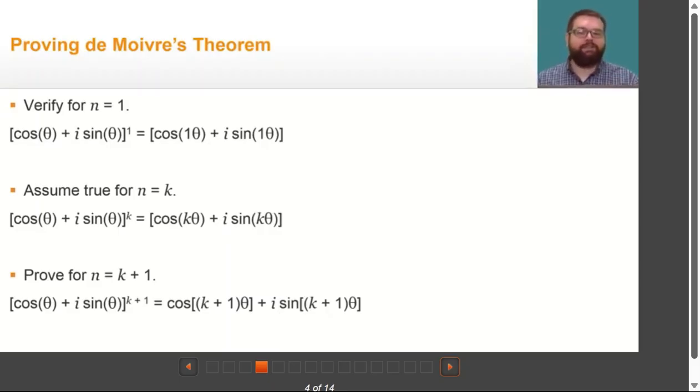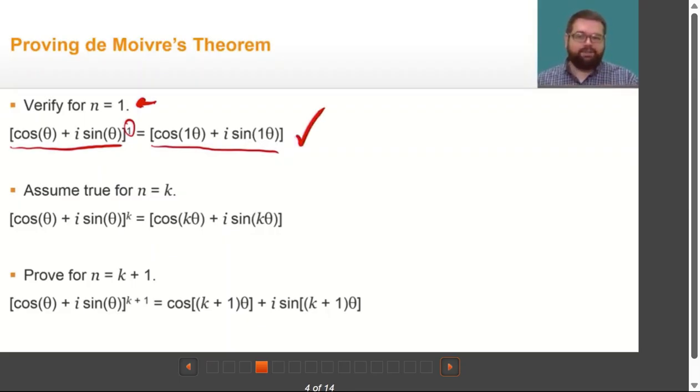The first step is to verify the theorem is true when n is equal to 1. This will mean verifying the equation that the cosine of theta plus i times the sine of theta raised to the first power is equal to the cosine of 1 times theta plus i times the sine of 1 times theta. It's clear that both sides of the equation are the same, so the verification is successful.